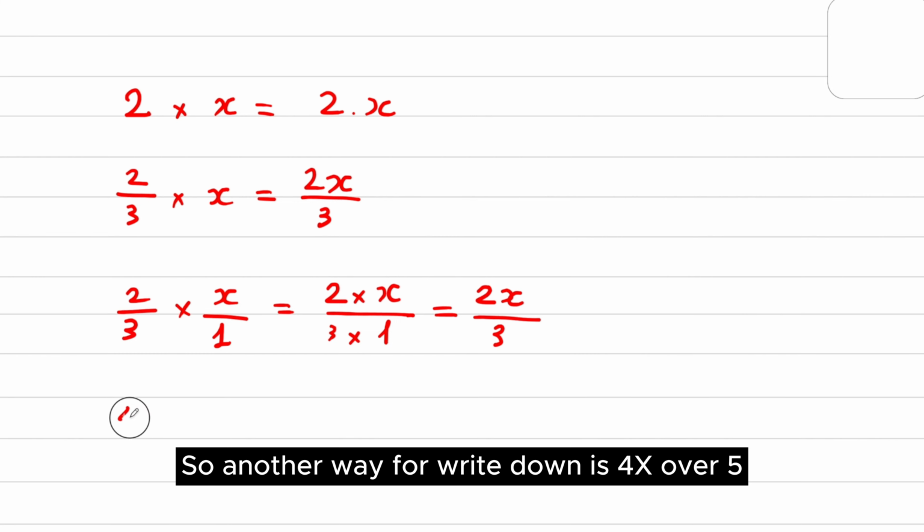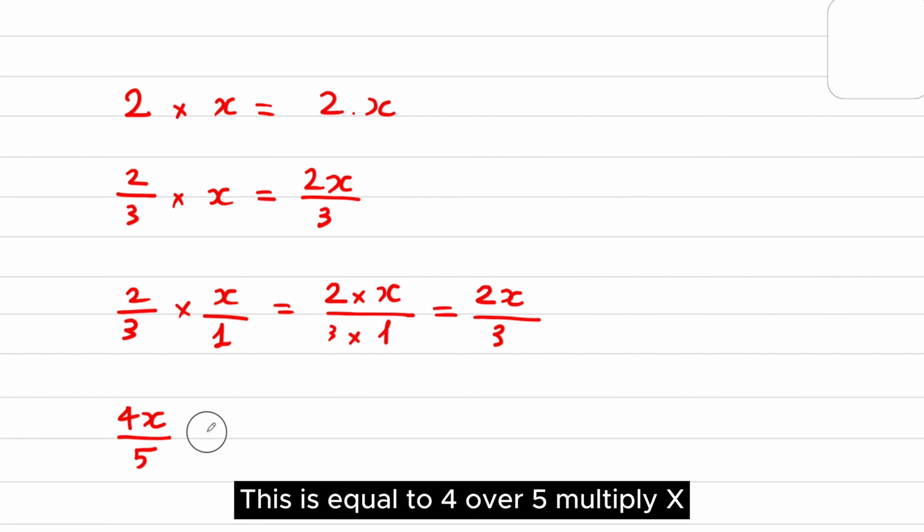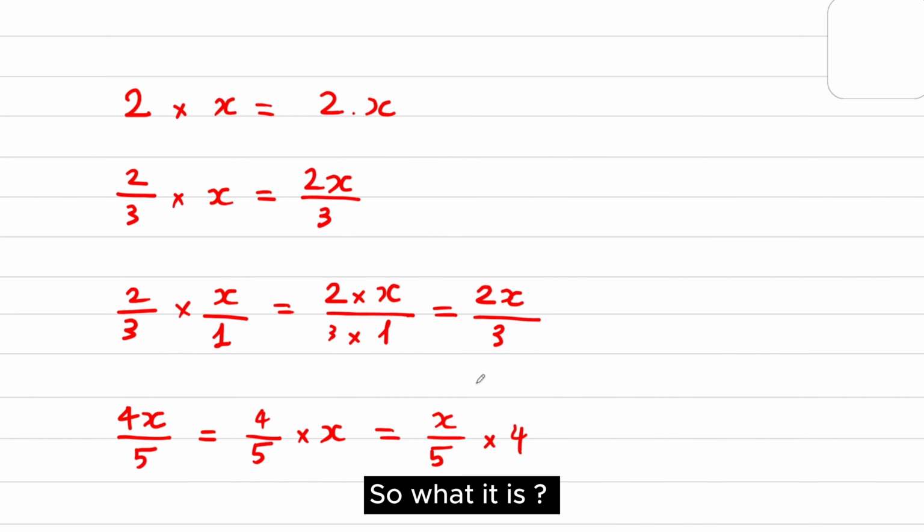Another way to write this is 4x over 5. That is a shortened way to combine a fraction and a variable. So this is equal to 4 over 5 multiplied by x, or you can take x over 5 multiplied by 4. Okay, so what is this?